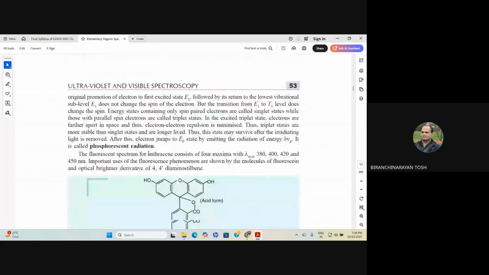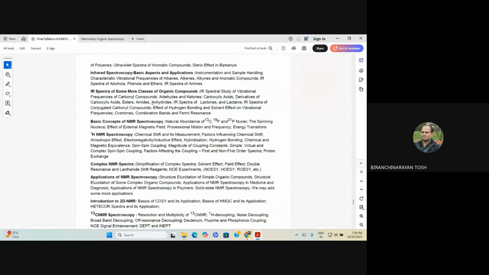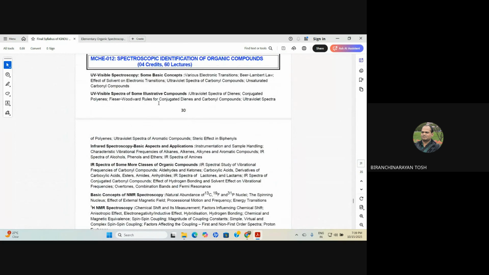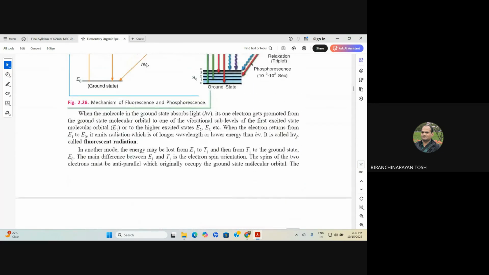Fluorescence, phosphorescence is not there in the syllabus. Let me check. I think I have covered. Fisher-Woodward rule for conjugated diene carbonyl compounds, yes. UV spectra of polyenes. Steric effect in biphenyls is also there. Fluorescence and phosphorescence are not there.